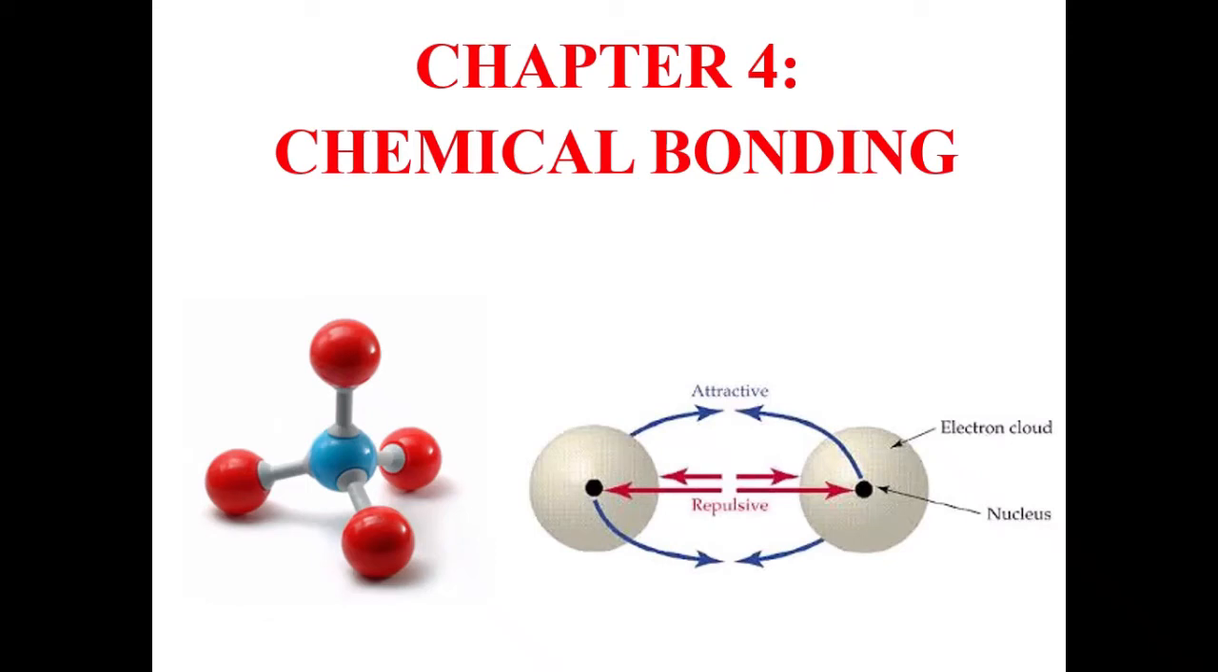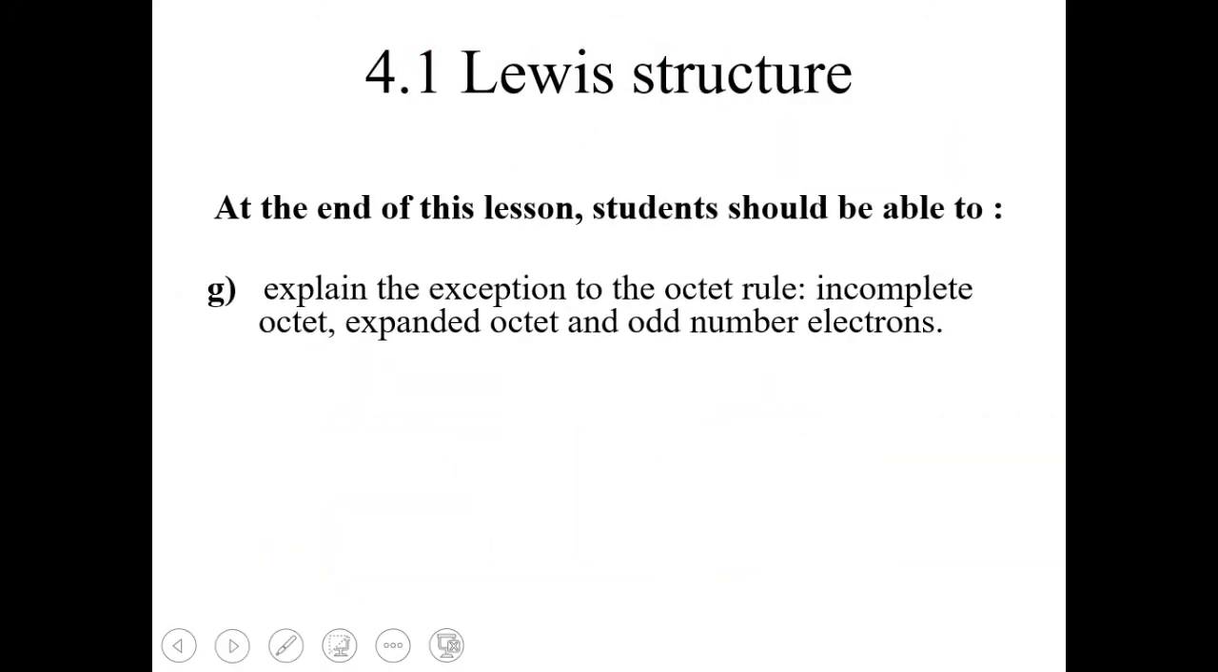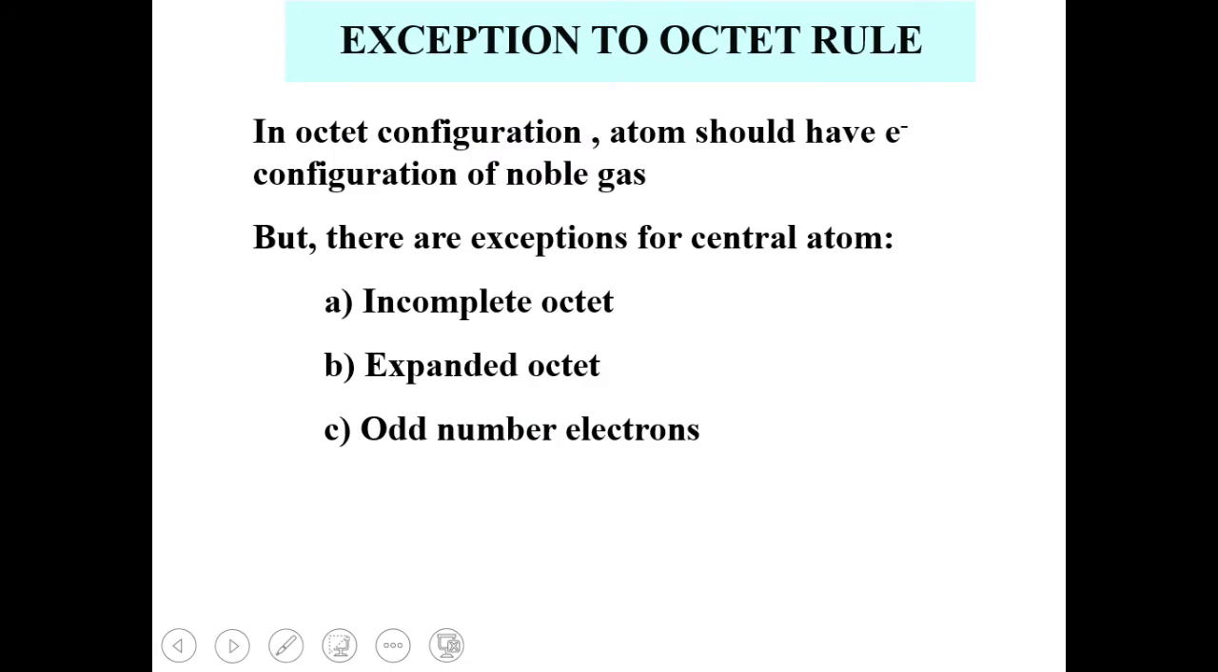Next part in chapter 4, chemical bonding. Lewis structure. At the end of this lesson, you should be able to explain the exception to the octet rule. For example, incomplete octet, expanded octet, and odd number of electrons. So, exceptions of the octet rule.